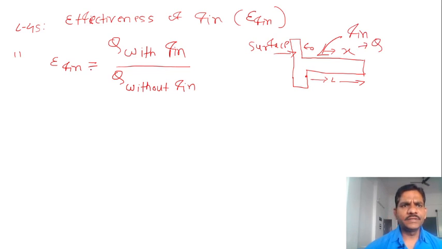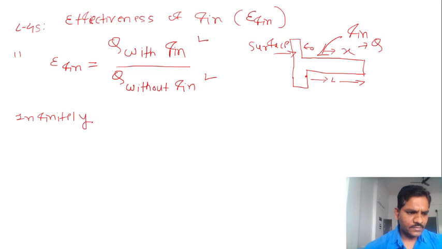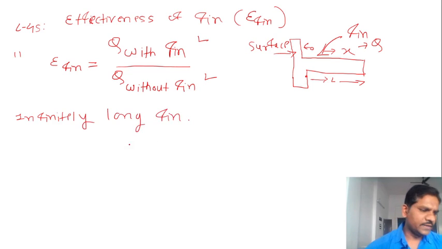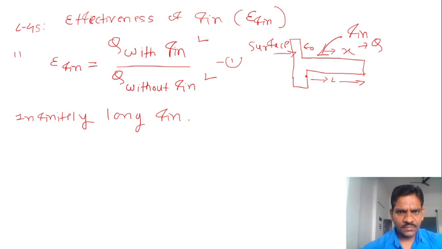So what is our definition? Effectiveness of a fin is the ratio of heat transfer with a fin upon heat transfer without fin. We already proved all these formulas, and this is considered for the case of an infinitely long fin, guys. Suppose this is our equation number 1.